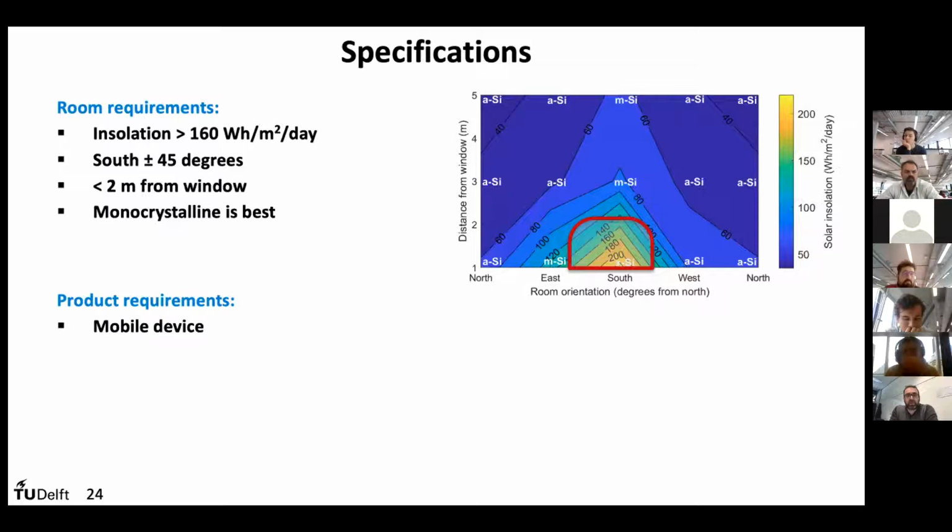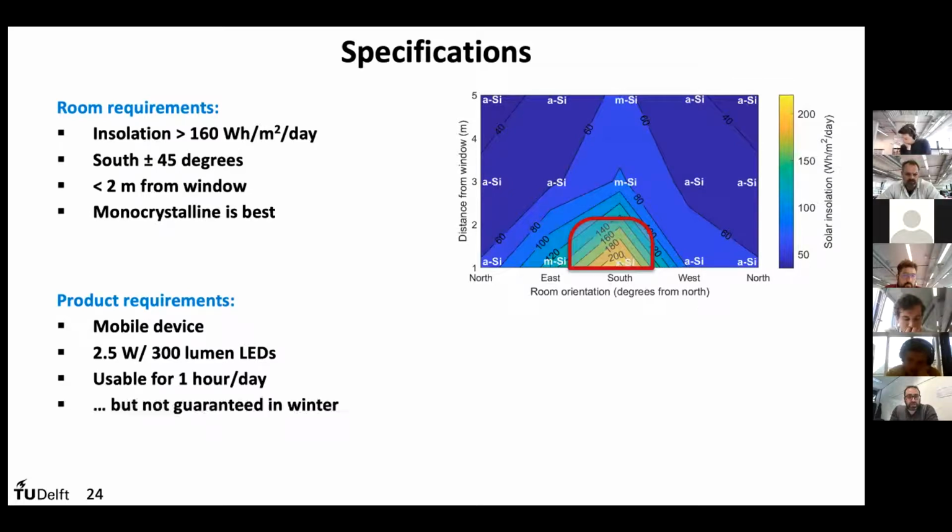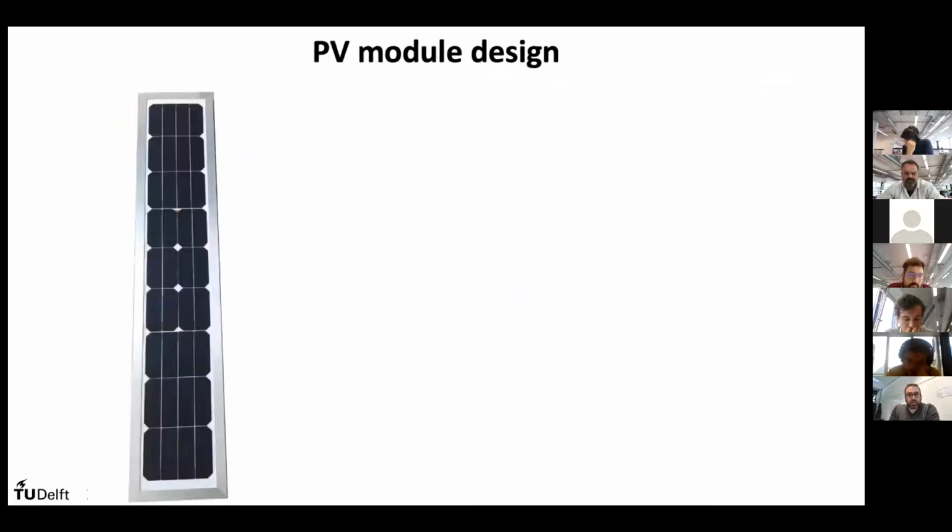First of all, it has to be a mobile device. So the only source of energy will be the solar cell. Then we decided to use LEDs for the illumination with 2.5 watt power and 300 lumen. It must be usable at least for 1 hour a day, although we cannot guarantee this same usage in winter. We can also add that we want the lights to be activated by sensors, either motion sensors or light sensors. So we can pass to the design of the PV module for this application.